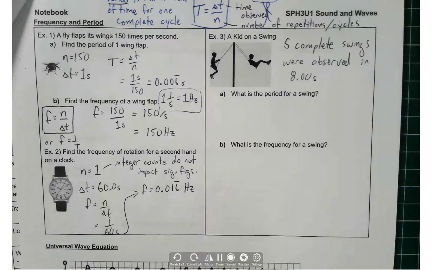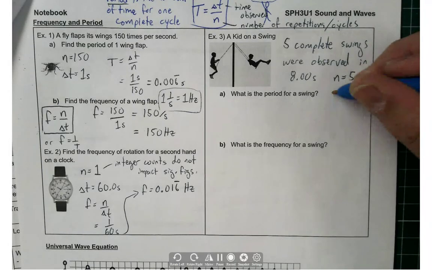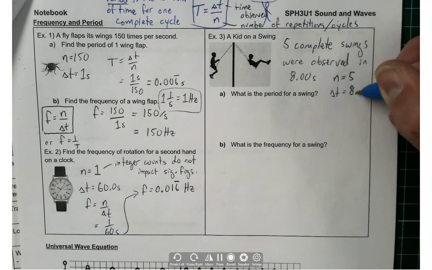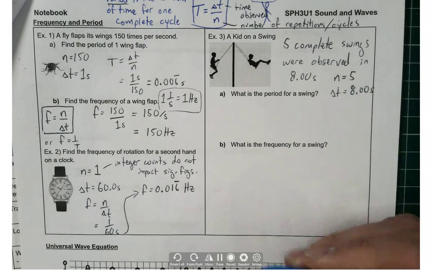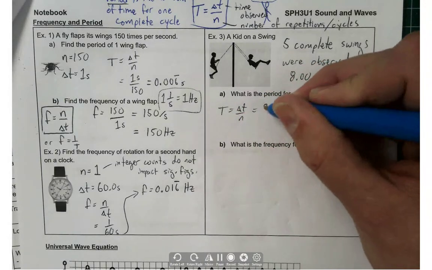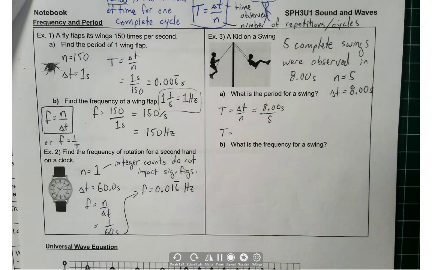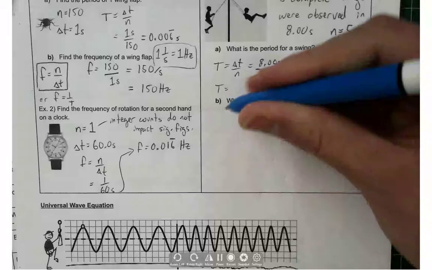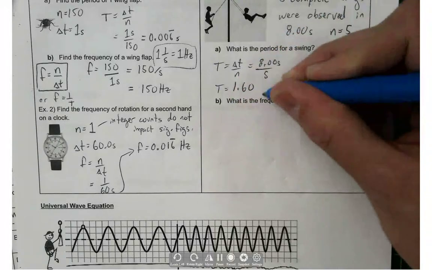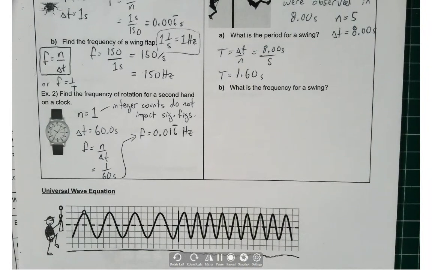Now, if I'm writing this out, I'd say, all right, well, my n value is what? You guys tell me. Come on. 5. Yeah. Delta t, 8 seconds. What's the period for a swing? Oh, no problem. Period is delta t over n. 8 seconds over 5 swings. 1.6. What is it? 1.6. Nice. No repeaters this time. 1.60 seconds. Beautiful. 1.60 seconds for a swing.